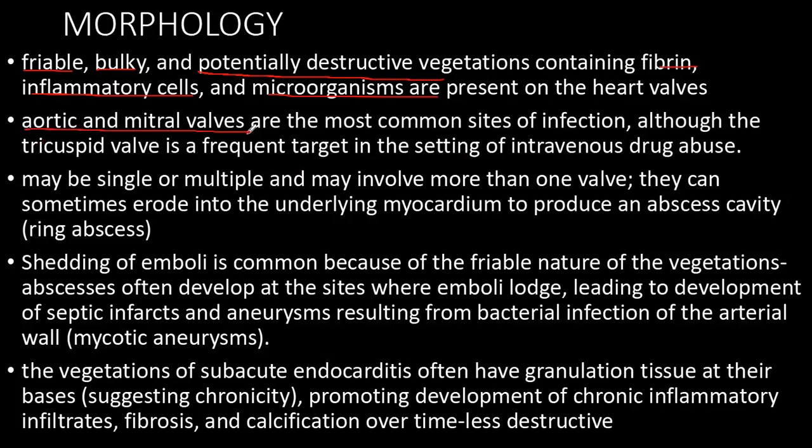Now, aortic and mitral valves are the most common sites for infection. So these are the left-sided valves. Although the tricuspid valve is a frequent target in the setting of intravenous drug abuse, because venous blood will first reach the right heart before proceeding to the left. So the tricuspid valve is the most frequent target for endocarditis in intravenous drug abusers.